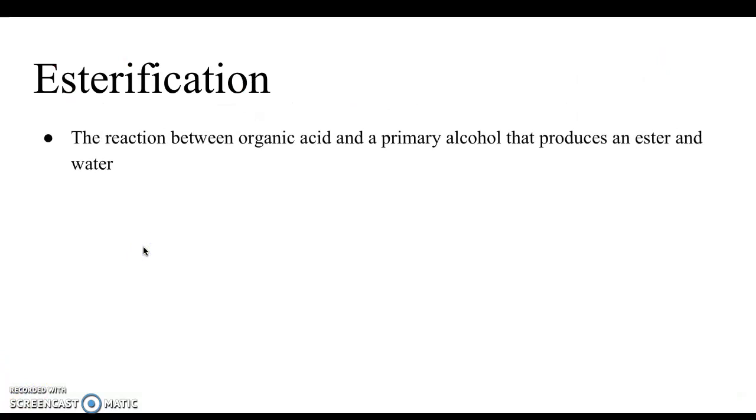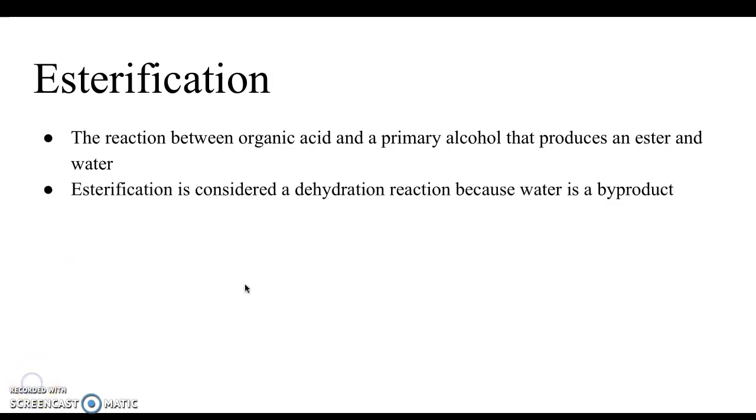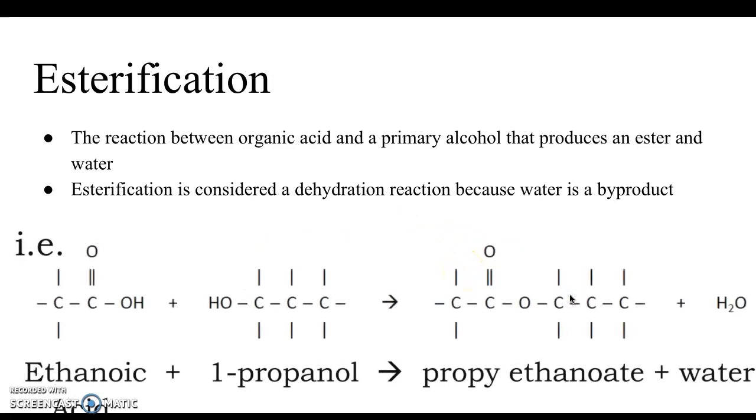Esterification is the reaction between organic acids and primary alcohols, and they produce an ester and water. Esterification is another dehydration reaction because water is a byproduct. And this is what it would look like. So we have ethanoic acid, or our organic acid. We have propanol, our primary alcohol, and we're going to make propyl ethanoate, our ester, plus water.